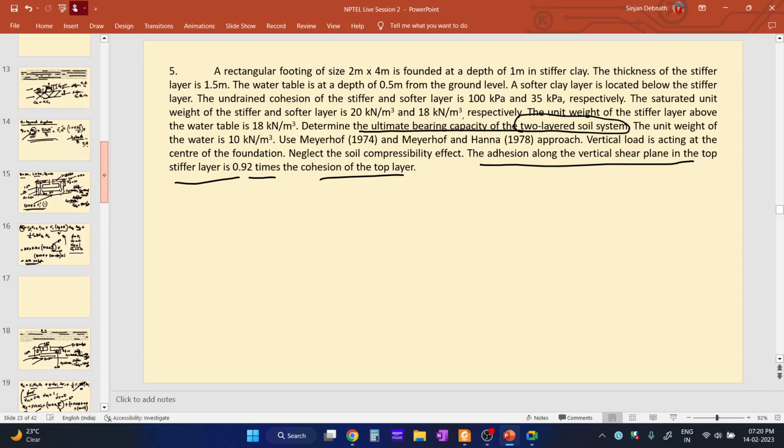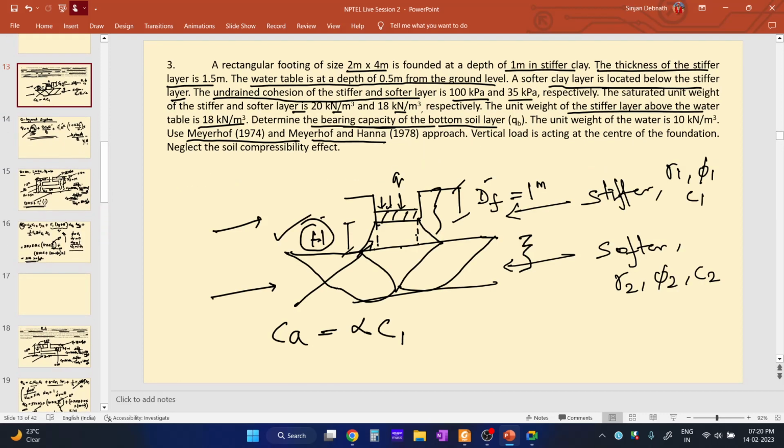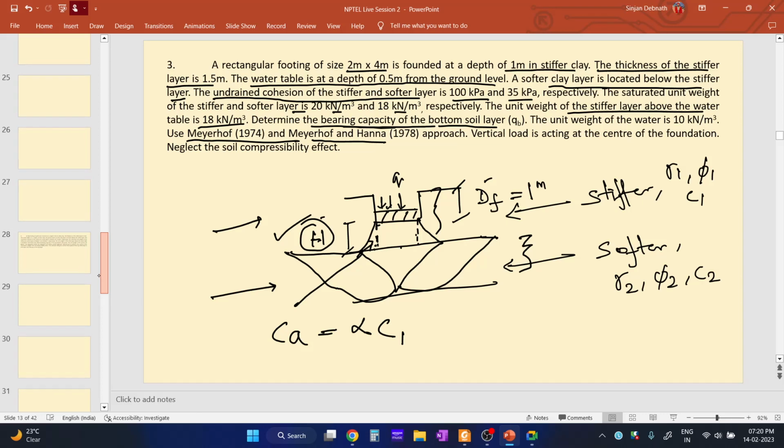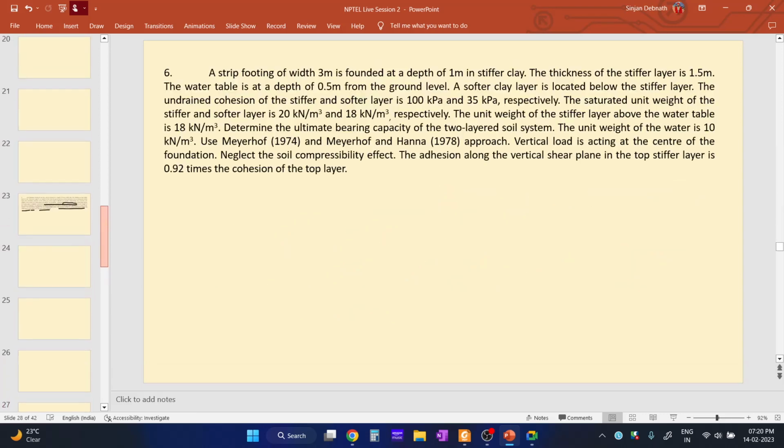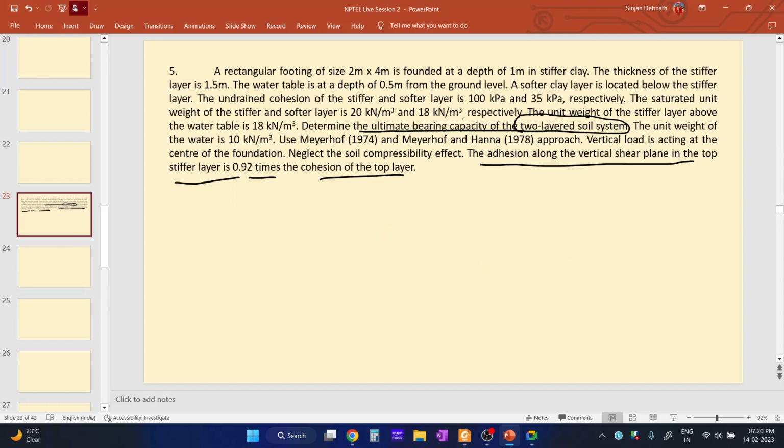See in this diagram, what is the vertical shear plane? It is this plane, and the cohesion along this part is CA, which is alpha into C1. Alpha is mentioned over here. The alpha value is 0.92, and C1 is also mentioned over here. It is 100 kPa. Okay.